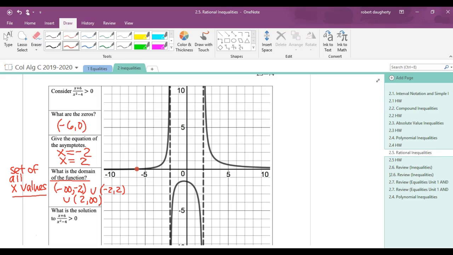So this first question is, what are all the valid values for x? X is defined everywhere on this graph except where you see these two big lines. So it breaks into three different intervals: negative infinity to negative 2, negative 2 to 2, and 2 to infinity. Now, where is this thing strictly greater than 0? So I'm asking, where is the graph, above or below the axis? Where is it above the axis?